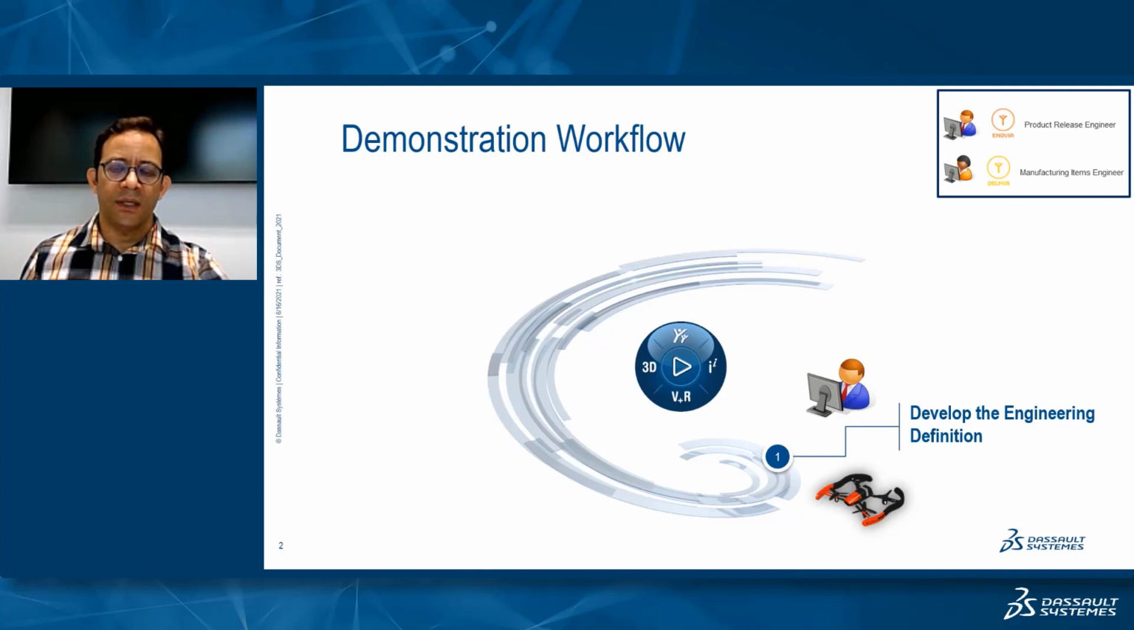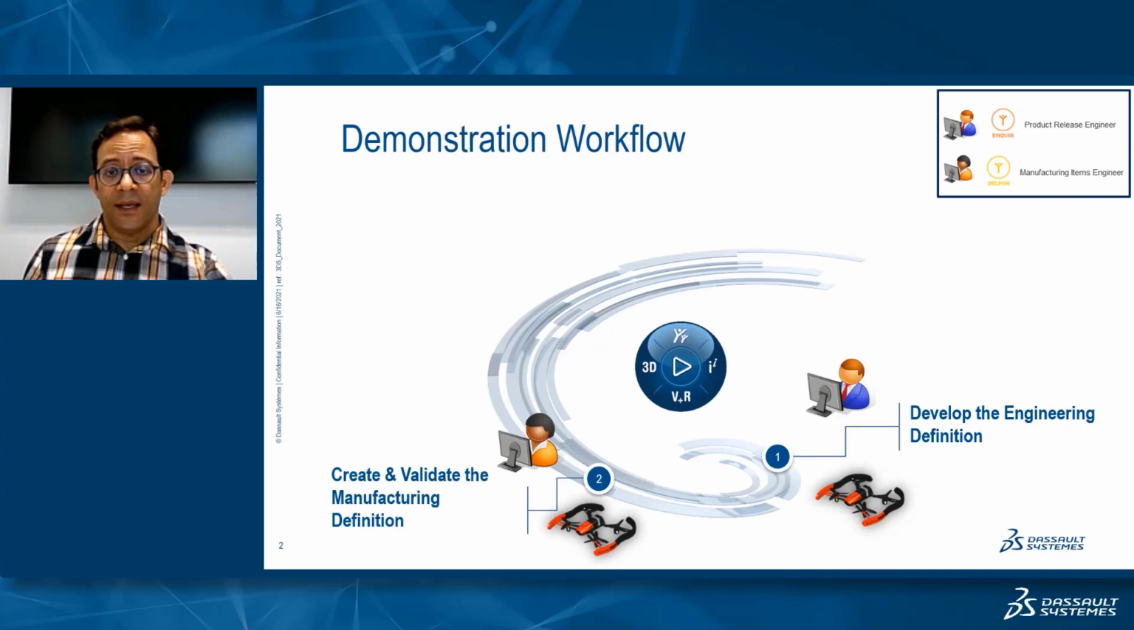But we will start showing the capabilities that we can have in the application used by the product release engineer in order to define what we call the engineering definition. Later on, we hand this work to the manufacturing engineer in order to start developing and validating the manufacturing definition based on the engineering definition. So the second part will be the manufacturing items engineer, who will review the work that was done in engineering and validate it, and based on that will be updating the manufacturing definition.